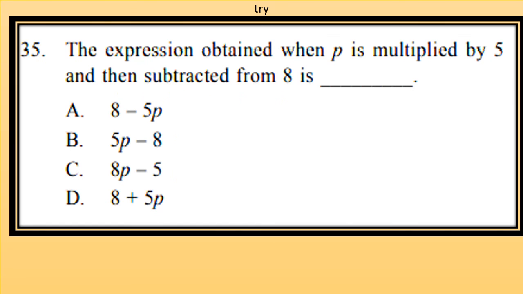The expression obtained when P is multiplied by 5 and then subtracted from 8 is. Now you have to find the expression when P is multiplied by 5 and then subtracted from 8. Now P multiplied by 5 means 5P and then subtracted from 8. So 8 minus 5P will be the expression.